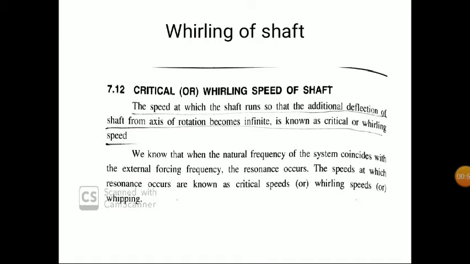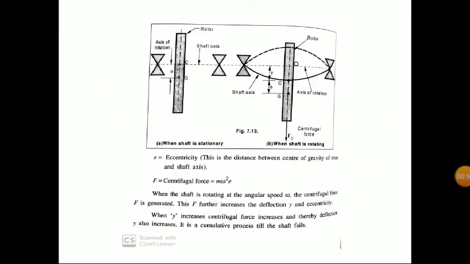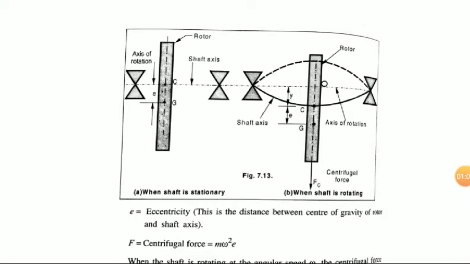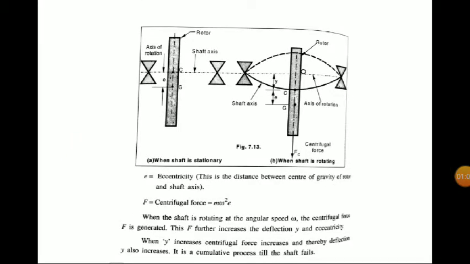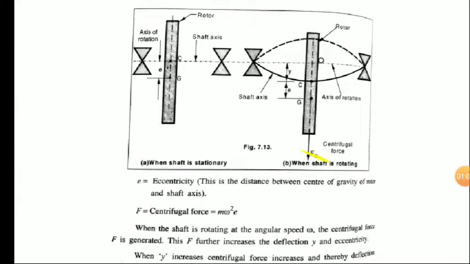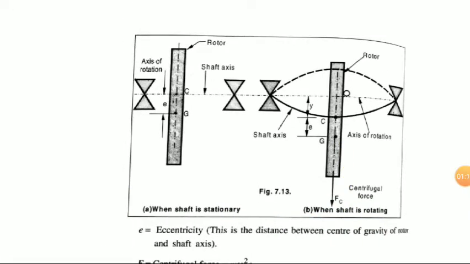So here what we are explaining is, we are considering a shaft. Means two cases of shaft. The first case is the shaft is stationary, the second case is the shaft is rotating. So here you can see two terms, C and G. C means the center of the rotor, the vertical member, and G means the center of the shaft. And you can see here the center of the shaft and the center of the rotor are both at a distance e. e is called the eccentricity.